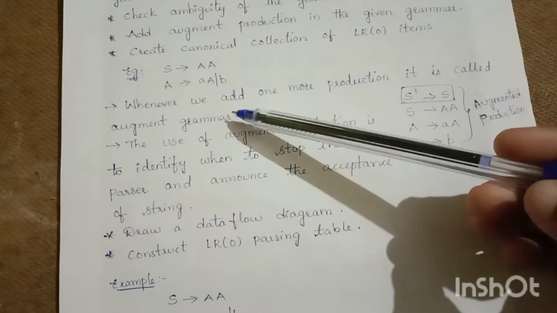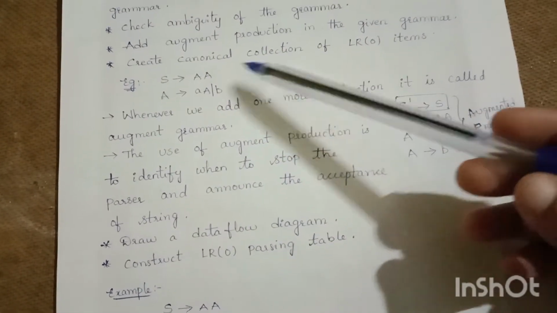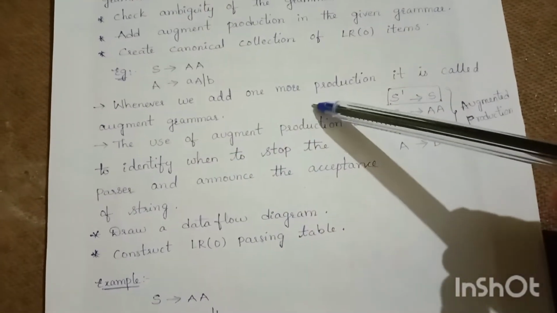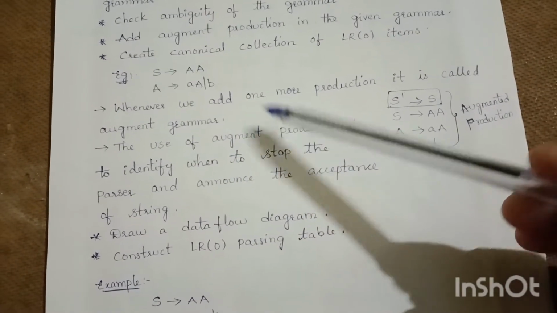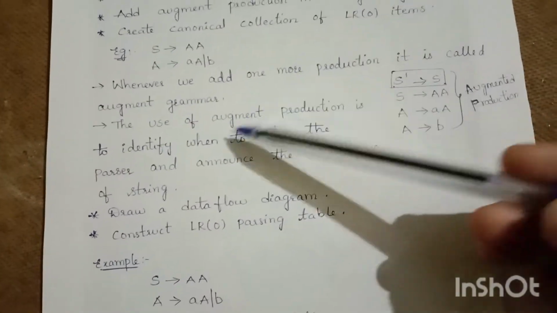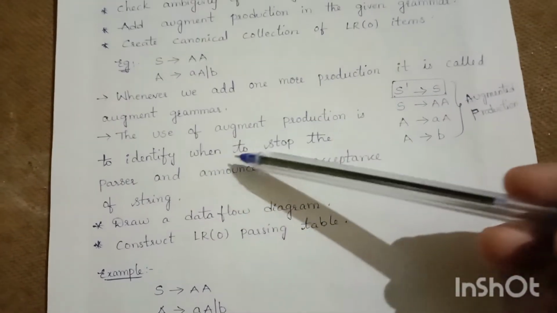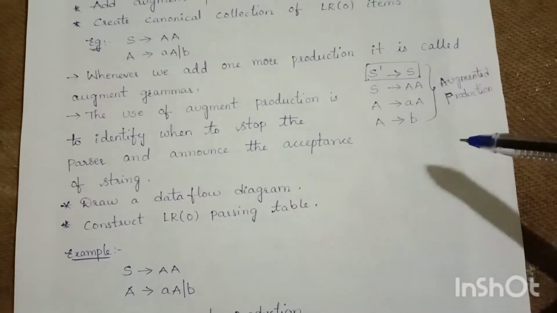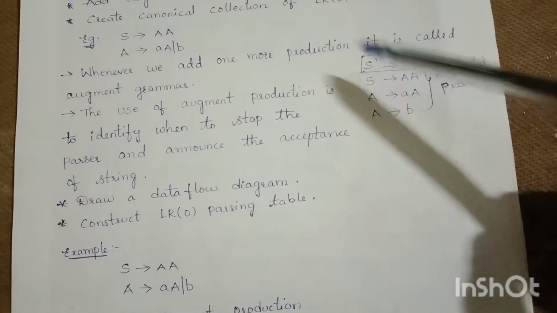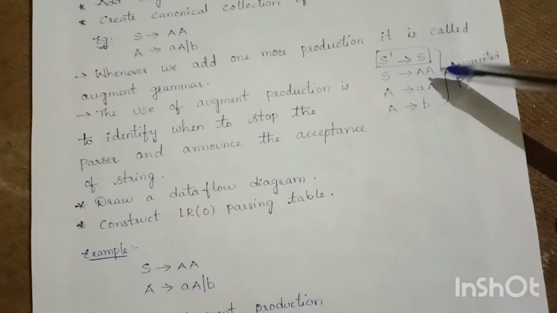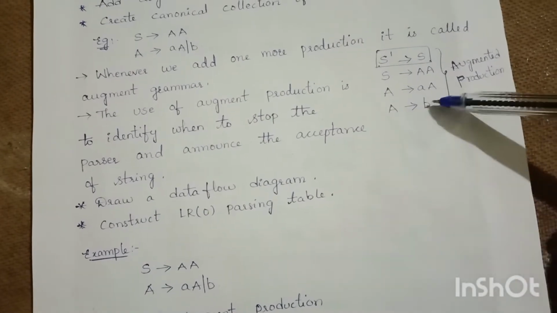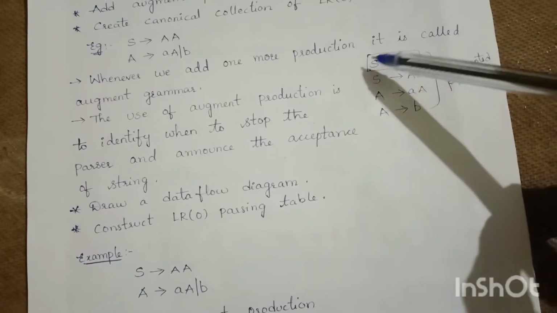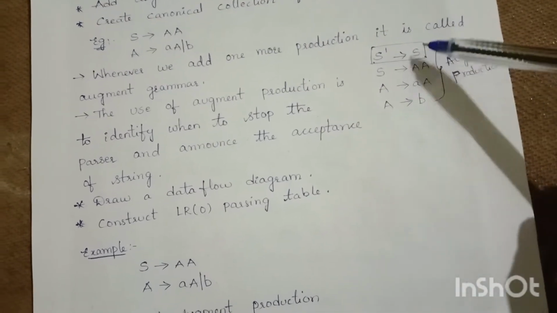So for example, consider S tends to AA and A tends to AA or B. Whenever we add one more production, it is called augmented grammar or augmented production. The use of this augmented production is to identify when to stop the parser and announce the acceptance of the string. So what is augmented production? Consider we have S tends to AA, A tends to AA and A tends to B. Augmented production is inserting one new production here, S dash tends to S. So this is called the augmented production.